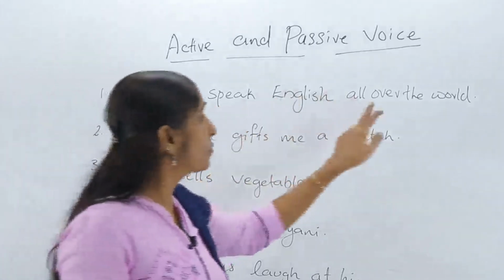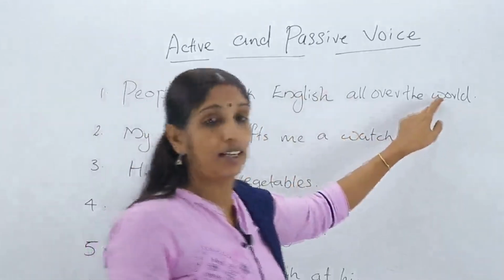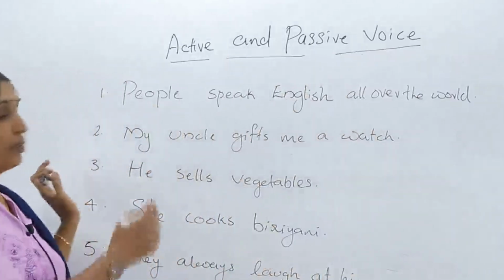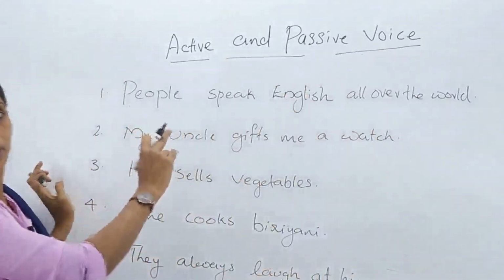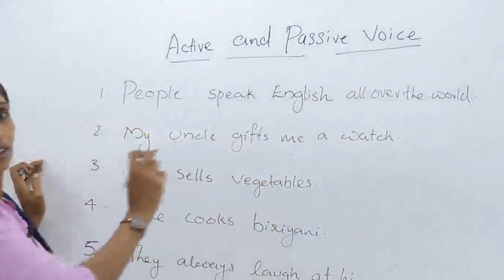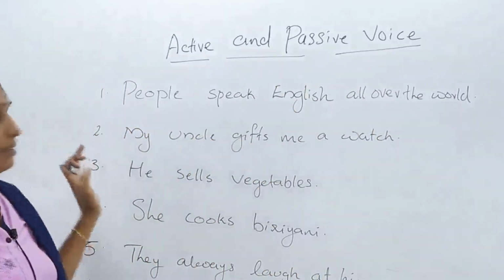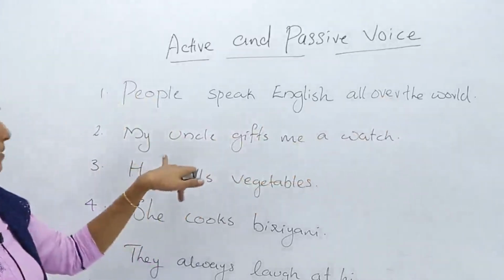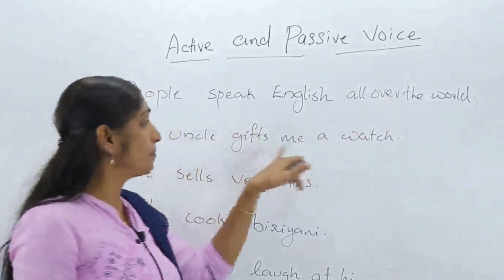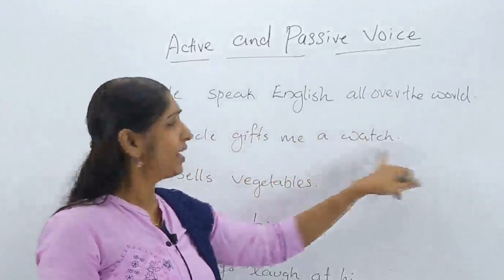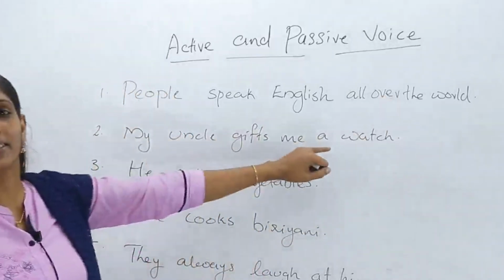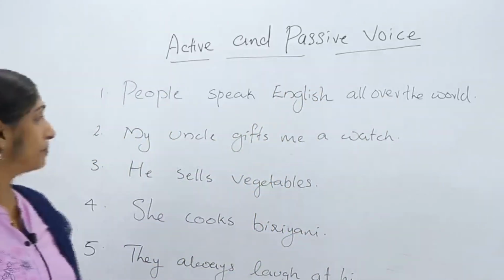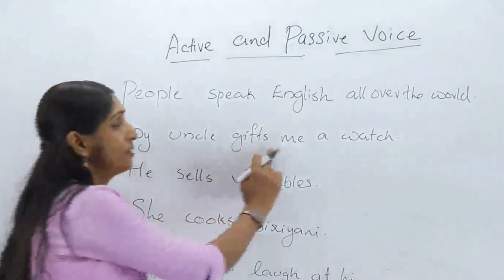How do we write this? English is spoken all over the world. Have you all written? Do you want to write here? Yes, okay. Everyone. Very good. Now, let's move to the second sentence. My uncle gives me a watch. Can you find any change in this sentence? Unlike other sentences I have given to you earlier. My uncle gives me a watch.